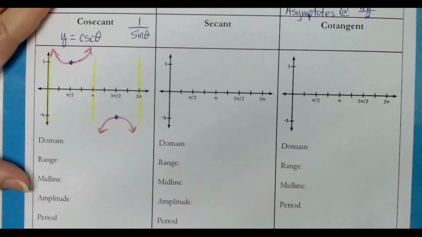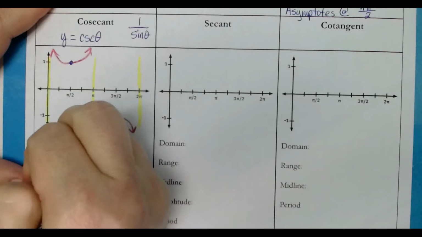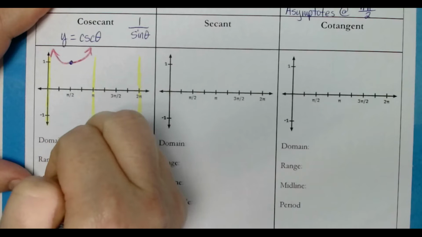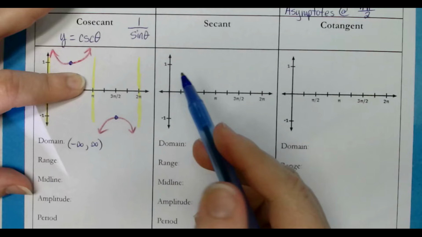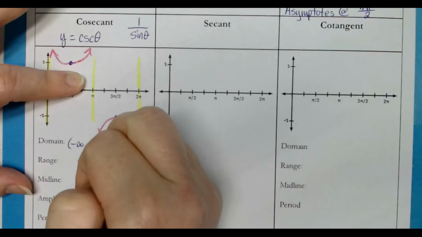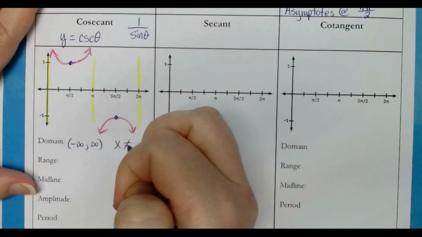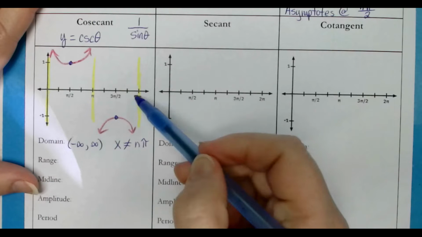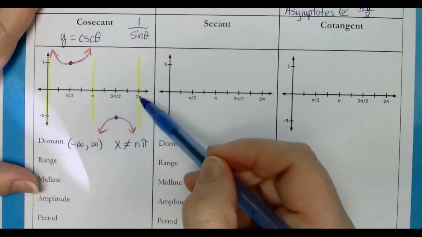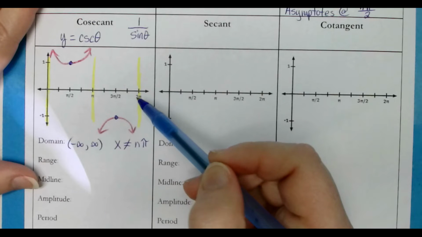So my cosecant, the domain is going from negative infinity to infinity, but just like the tangent, we're being interrupted by these asymptotes. And so my theta cannot equal n times pi. So a whole number times pi. So 1 pi, 2 pi, 3 pi, 4 pi. Every single one of those is going to have an asymptote.